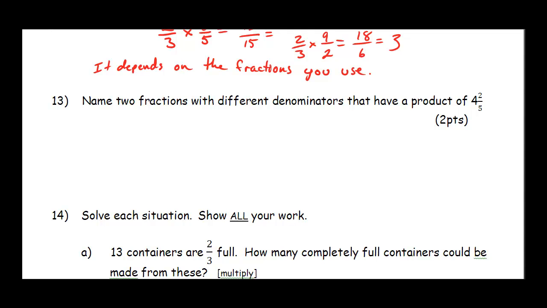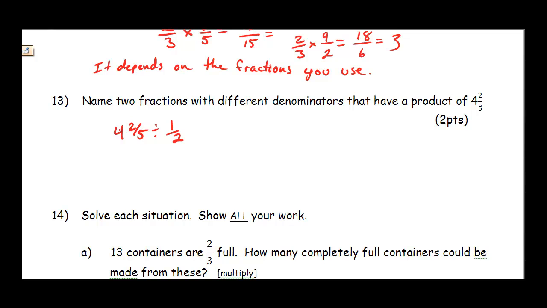Okay, let's look at number 13. Name 2 fractions with different denominators that have a product of 4 2/5. So 2 fractions with different denominators that have a product of 4 2/5. Well, this one's kind of sneaky. In order to find a product, first thing I'm going to do is write down 4 2/5, and I'm going to divide it by something. I'm going to choose a fraction. I'm going to divide it by a half. There's my first fraction that I'm going to use.